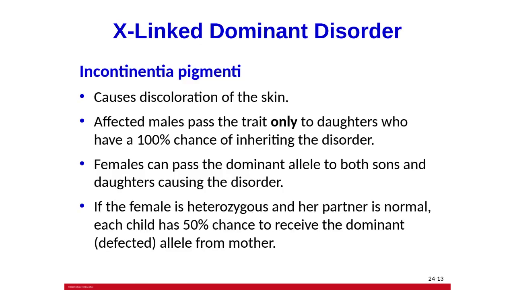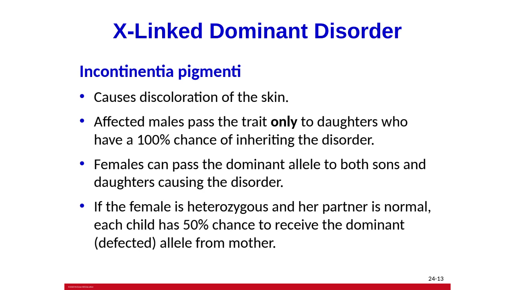So far, we've talked about X-linked recessive disorders. Those are much more common than X-linked dominant disorders, but X-linked dominant disorders do exist. One example is incontinentia pigmenti. This causes discoloration of the skin. So if you're an affected male, you can pass this trait on only to your daughter. And that makes sense because it's X-linked. It's on the X chromosome. If you have a son, you're passing on a Y chromosome to your son.